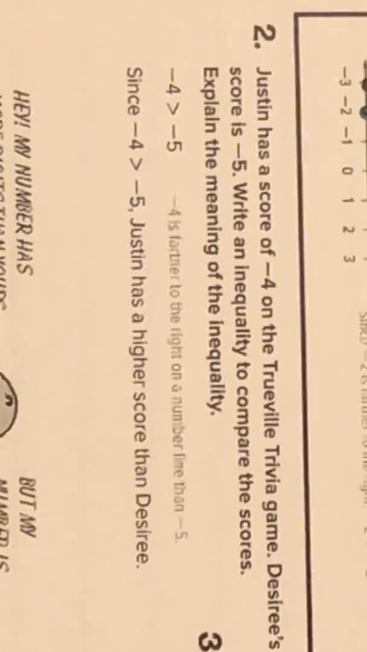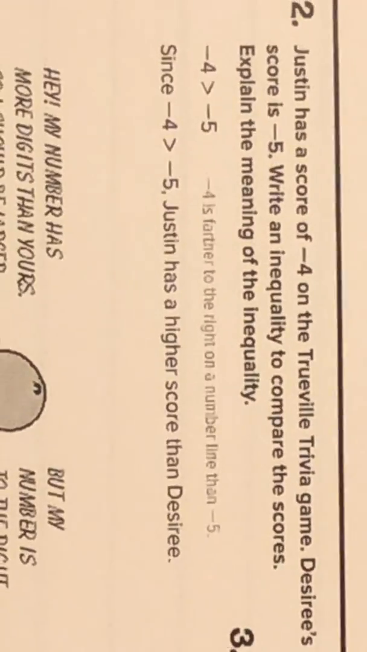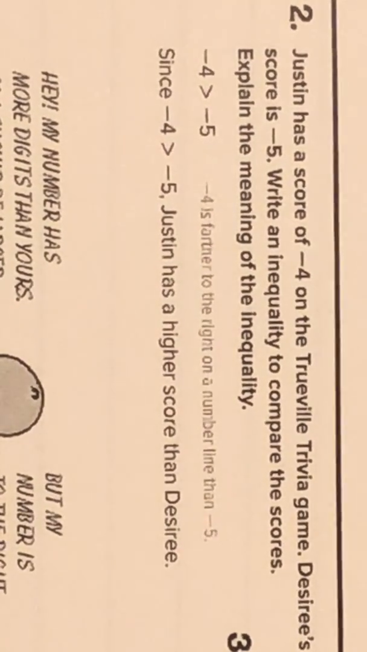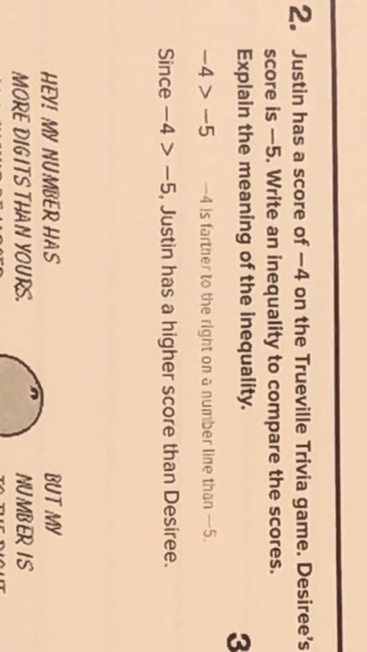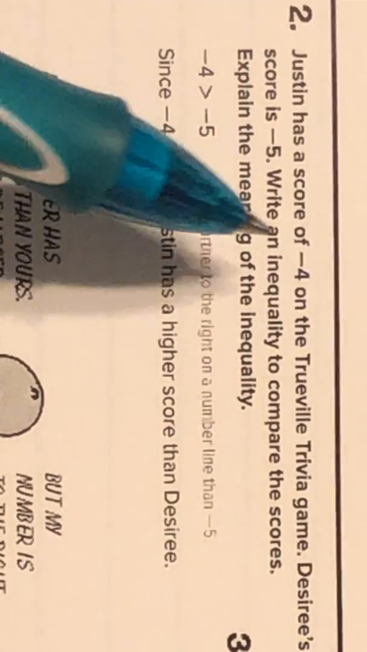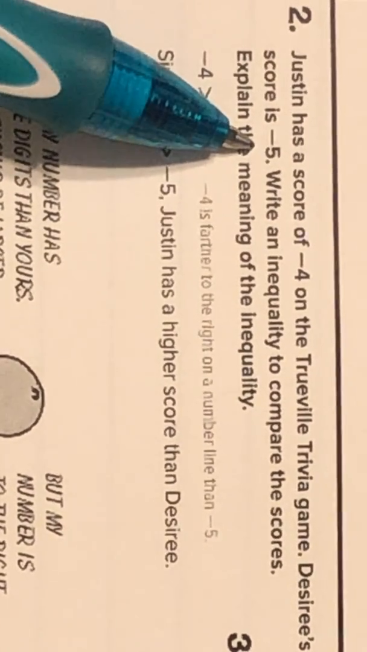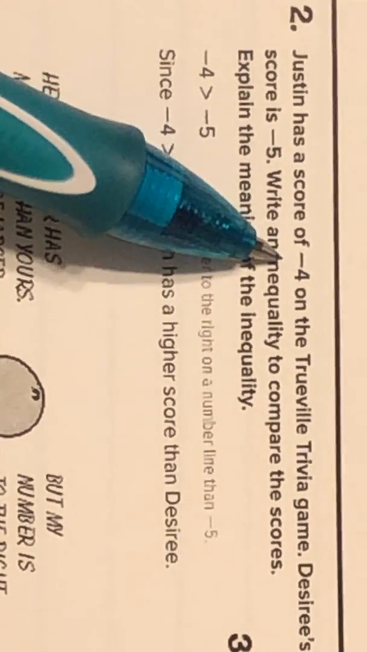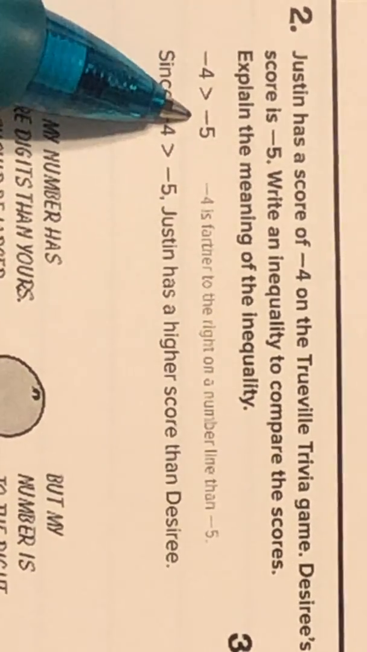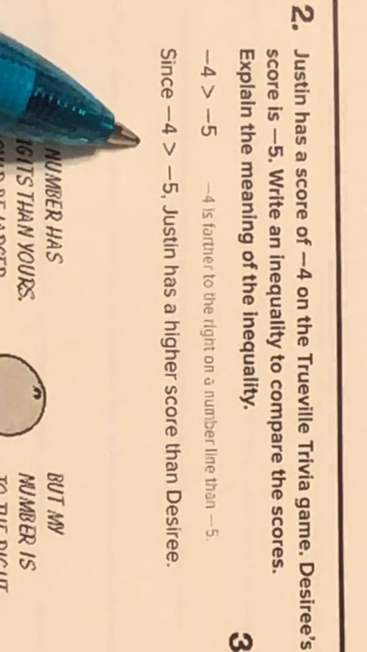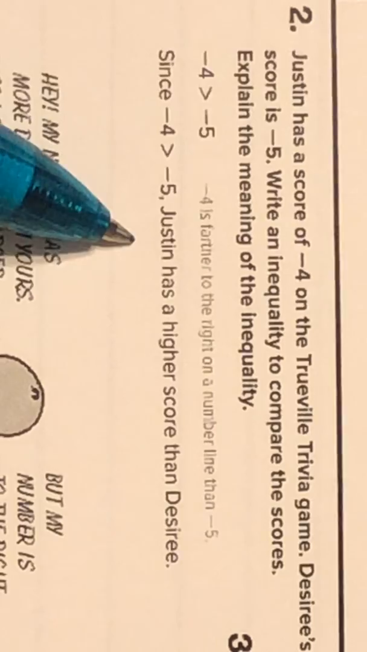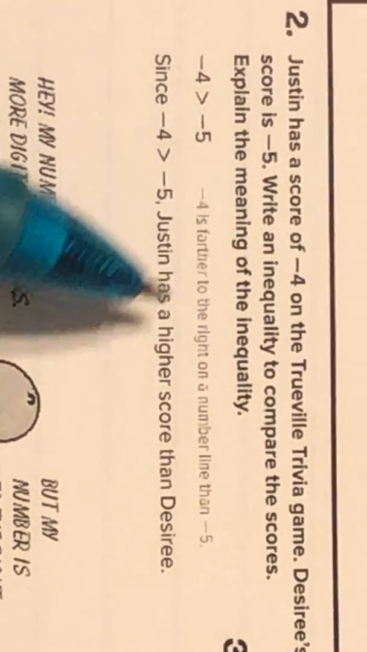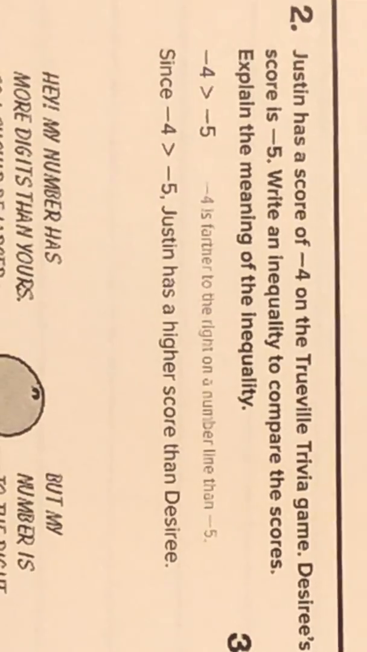Okay. Number 2 says Justin has a score of -4 on the Trueville trivia game. Desiree's score is -5. Write an inequality to compare the scores. Explain the meaning of the inequality. So, -4 and -5. -4 is closer to 0. So -4 is greater than -5. Since -4 is greater than -5, Justin, who had the score of -4, has a higher score than Desiree.